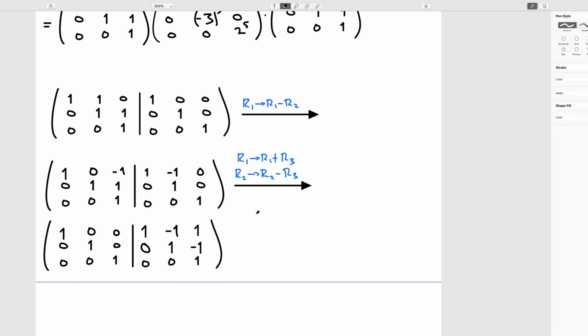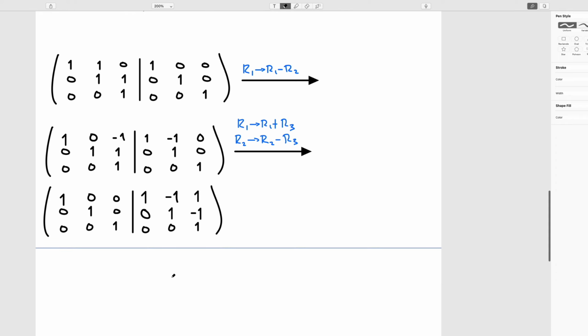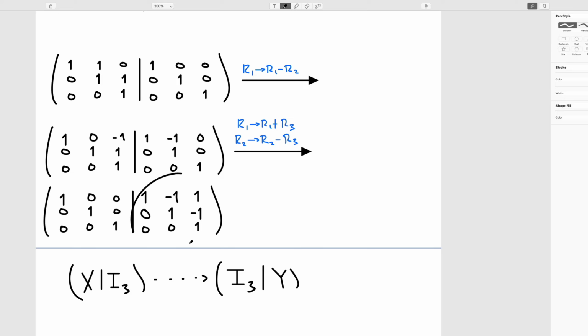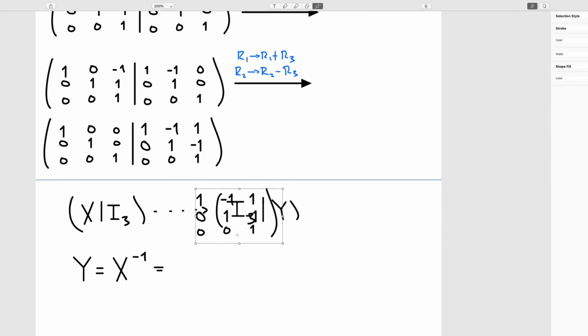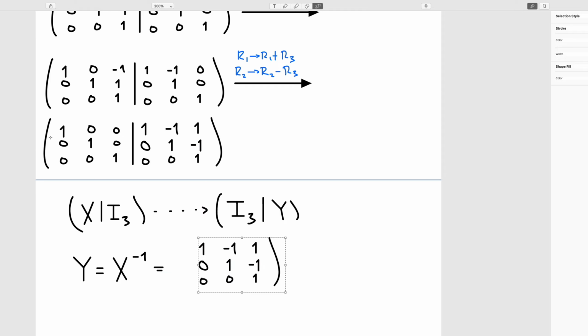And what was this all about? Well, I'll tell you what this was all about. We started with an X and an I3. And we did some elementary row operations. And we finally reached I3 and some mysterious matrix Y. Well, it turns out this mysterious matrix is none other than the inverse of X. So we have found the inverse of X. This is the inverse of X. 1, negative 1, 1. 0, 1, negative 1. 0, 0, 1.